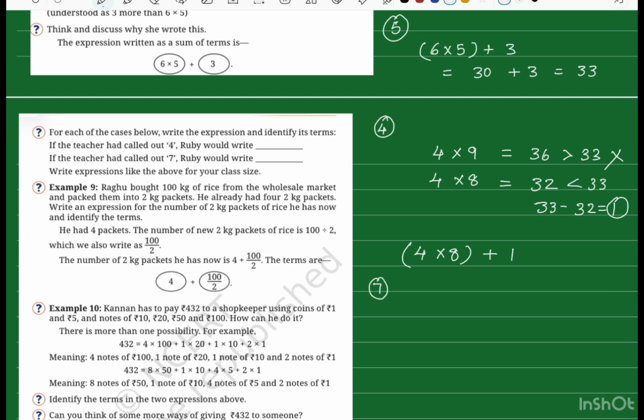Next, the teacher called the number 7. So 7 into 5 is equal to 35, which is greater than 33. So 5 groups are not possible. 7 into 4 is equal to 28, which is less than 33. So 33 minus 28 is equal to 5. So the children are grouped in 7s. The groups are 4 and the remaining children is 5.